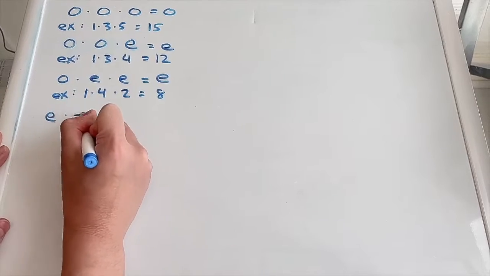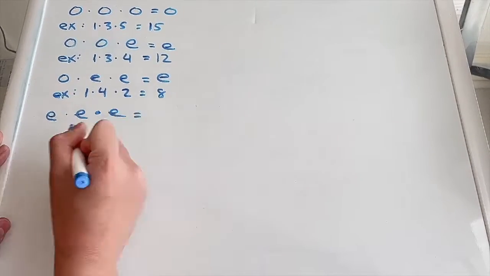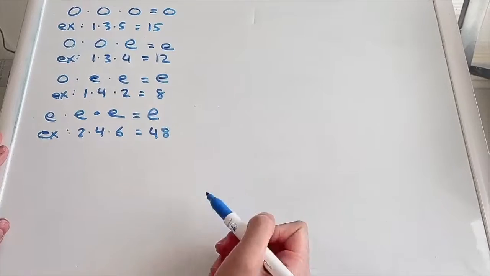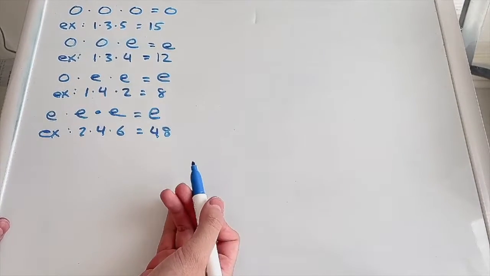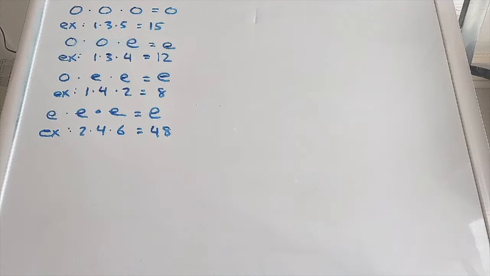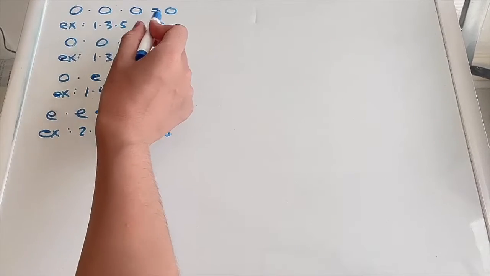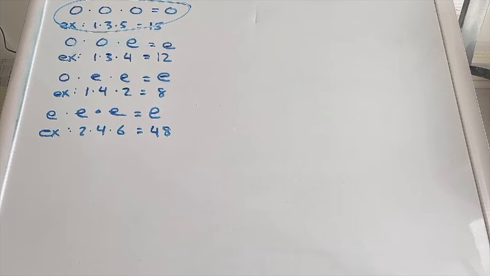So what about even times even? This is also even. So by all of this, we can tell that the only way the product of three numbers is odd is if all three numbers are odd. Well, this narrows it down. So right now, we're just trying to find the probability that all three numbers are odd from 1 to 2016.